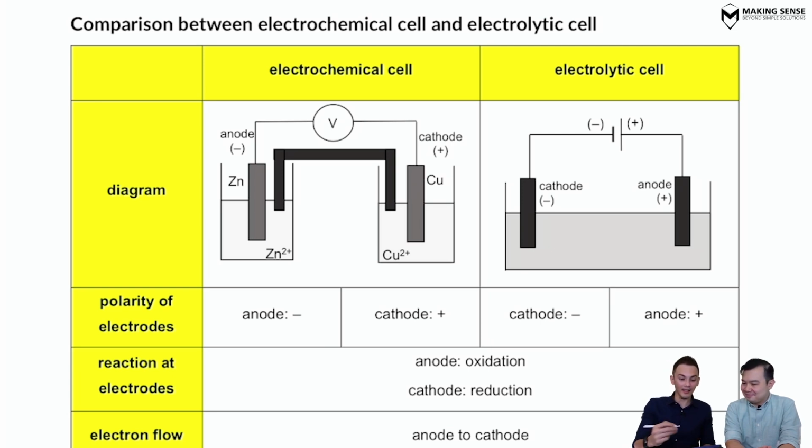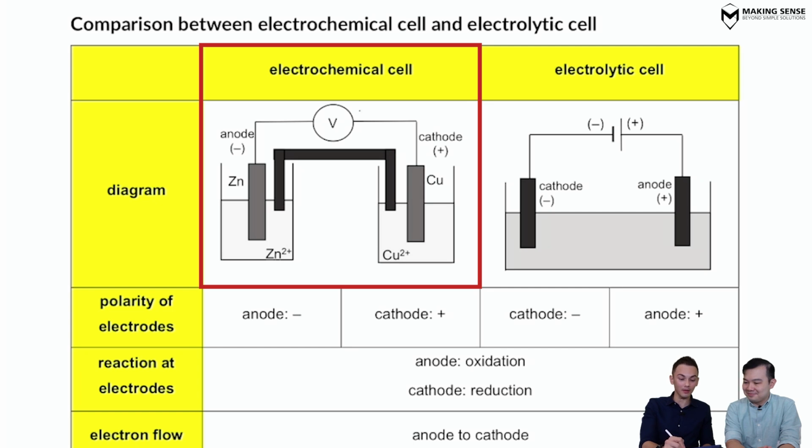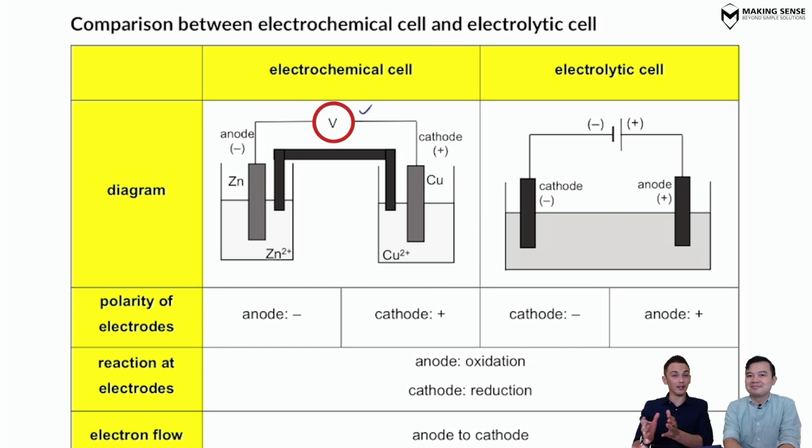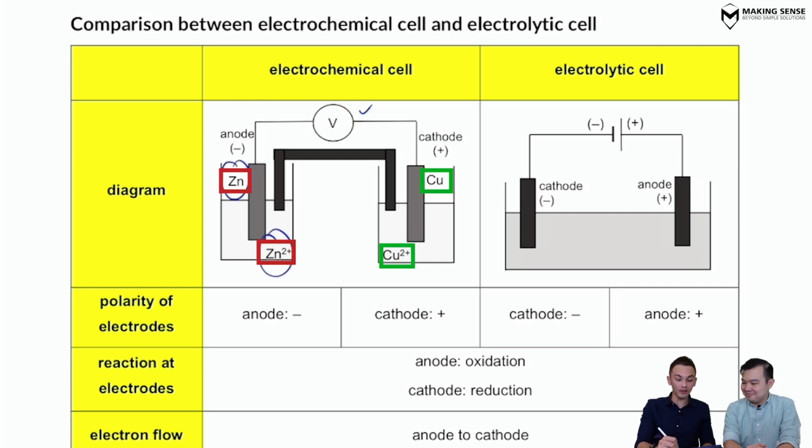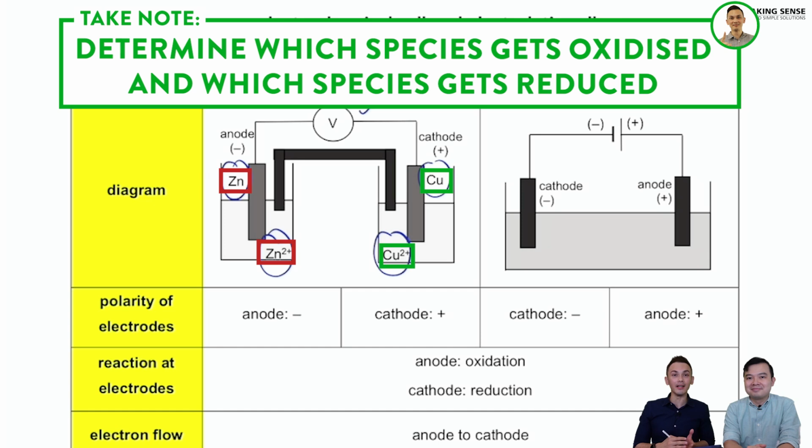Now, in an event you're given an electrochemical cell, one of the key things you look for is the voltmeter, right, to suggest that electricity is being produced. So what we usually will do is we'll compare the equations on both half cells and we have to decide who is going through oxidation and who is going through reduction.